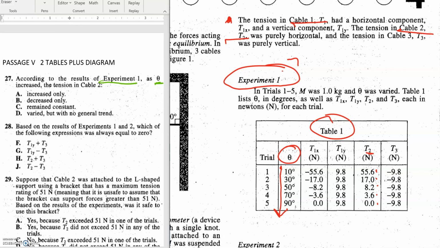So as theta increases, it's going down the table. So what happens to T2 as it goes down the table, right? It gets smaller. It goes from 55, 17, 8.2. It just goes straight down. It's just getting smaller. So we come across to the answer, and B is decreased only, and that's exactly what it did. And that's our answer.